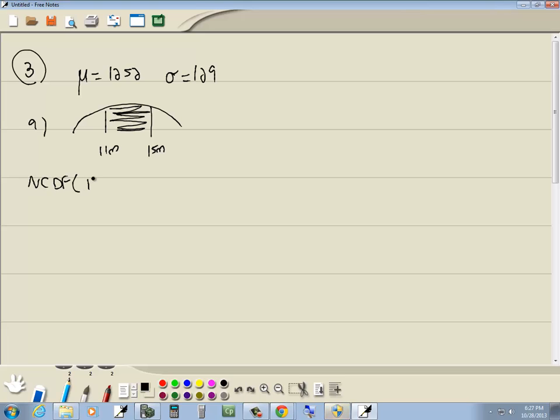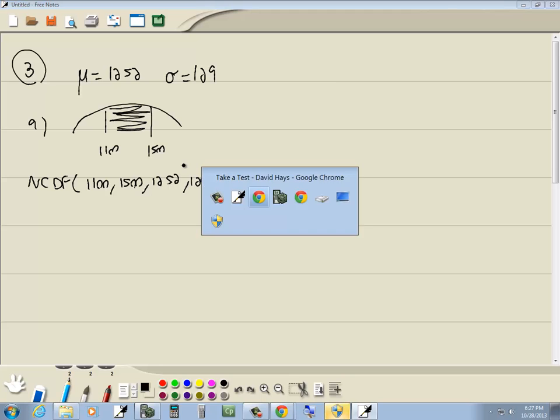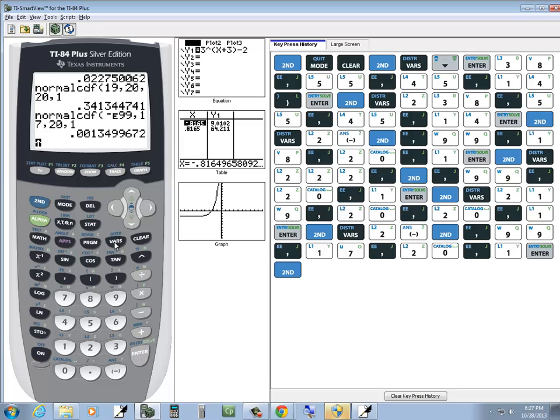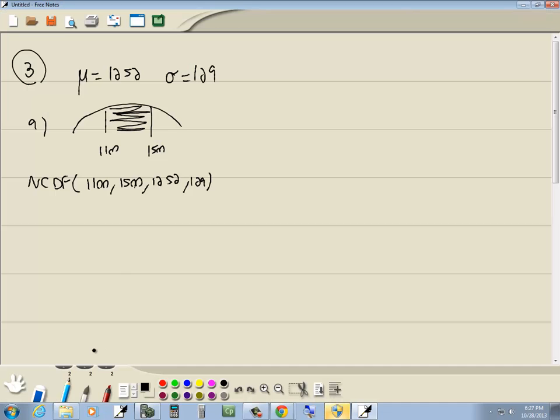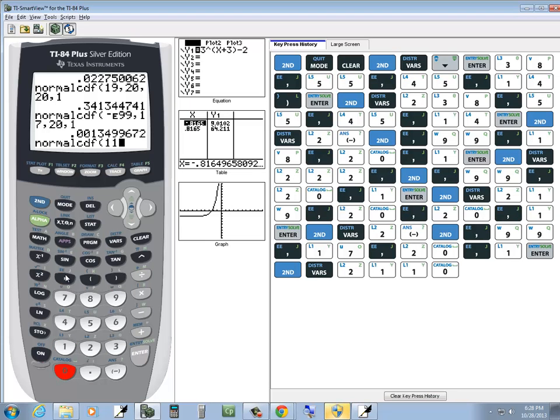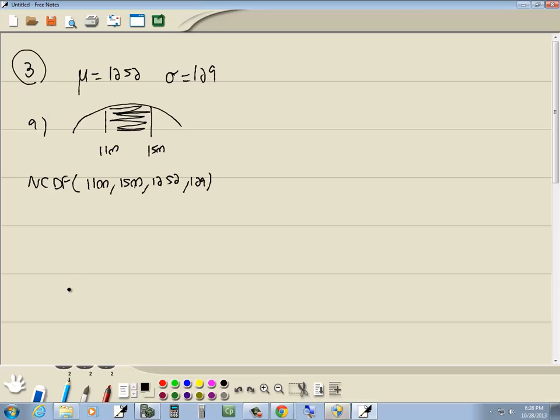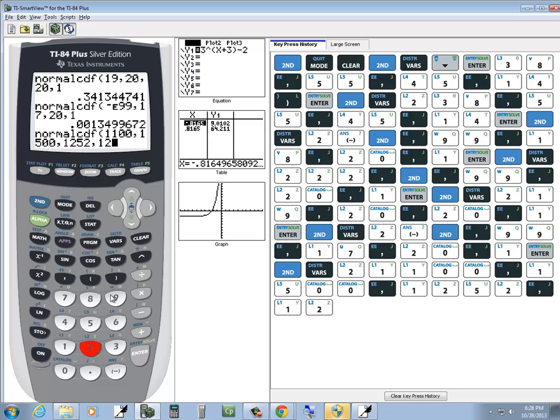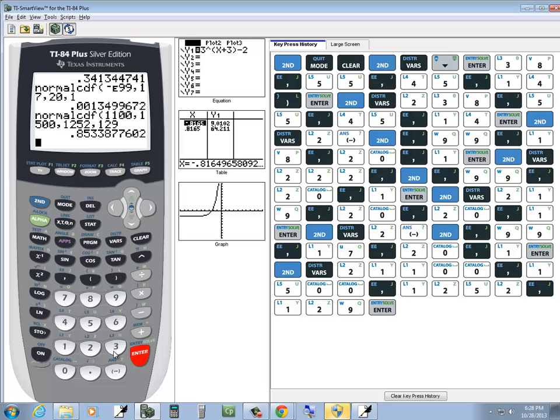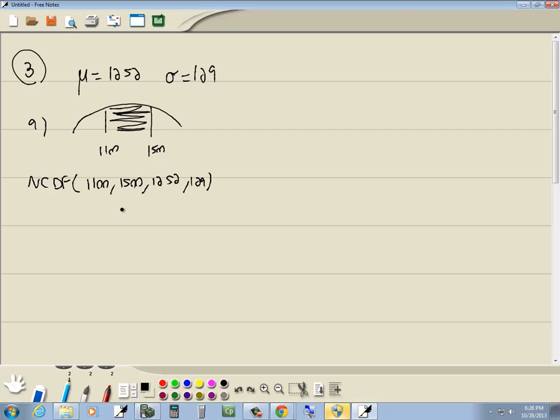So we'll do our normal CDF, our low value, our high value, and then our mean, and then our standard deviation. So do second vars, choose normal CDF, 1100, comma 1500, comma 1252, comma 129. Then press enter. 0.8534. So 0.8534.